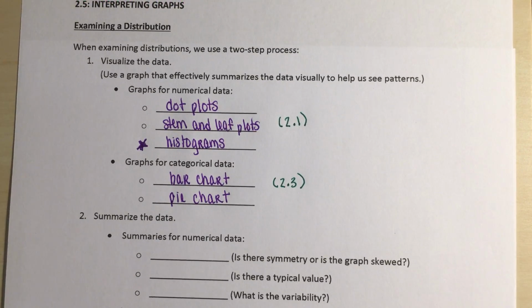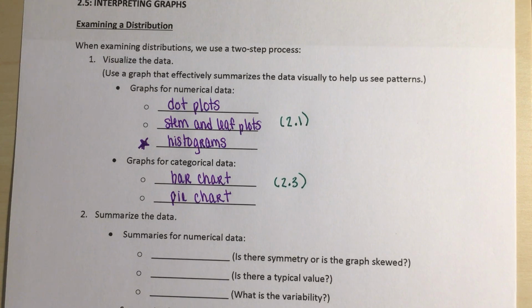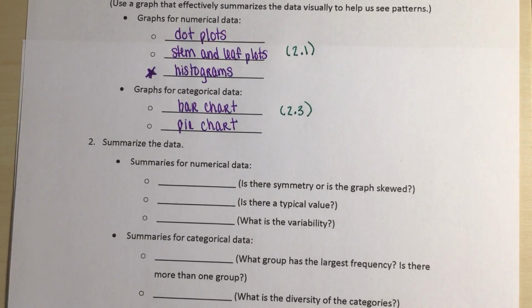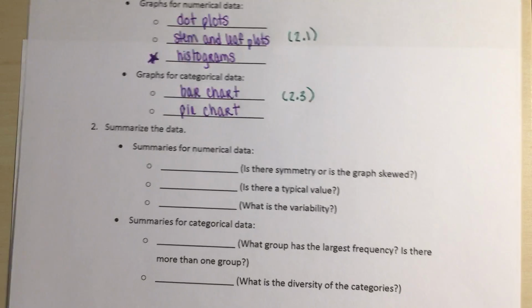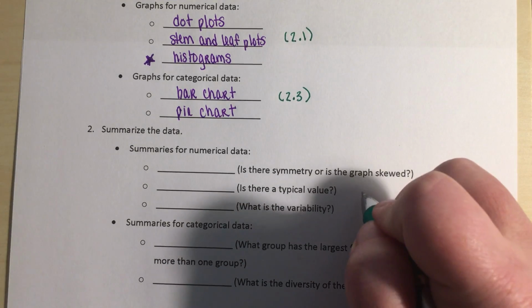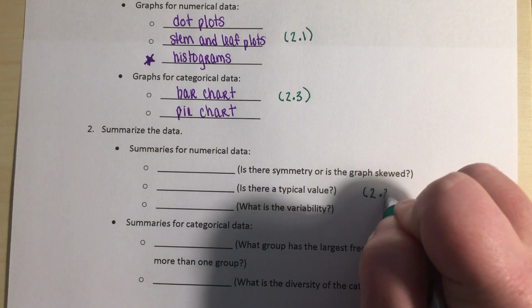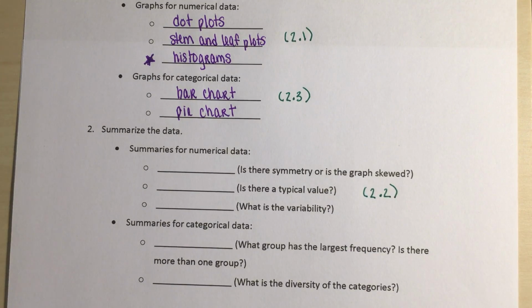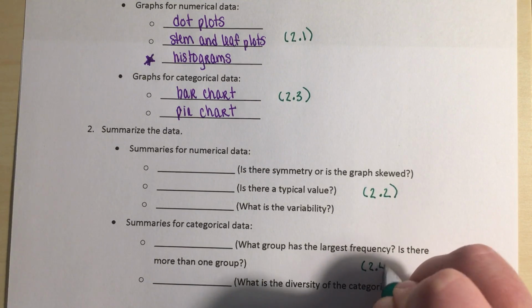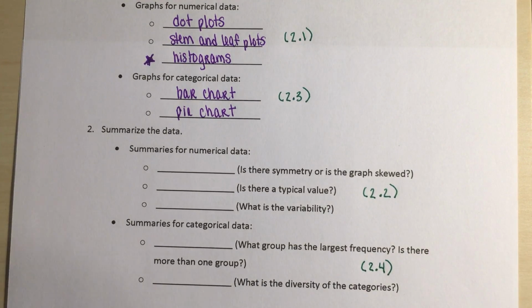All right, then once we visualize the data, now we want to summarize the data. Again, we did look at these separately for numerical and categorical data as well. Looking at the way this chapter is broken down, our numerical data summaries were in section 2.2, which directly followed where we introduced our graphs, and our categorical data summaries were in section 2.4, which occurred after we talked about those categorical data graphs.